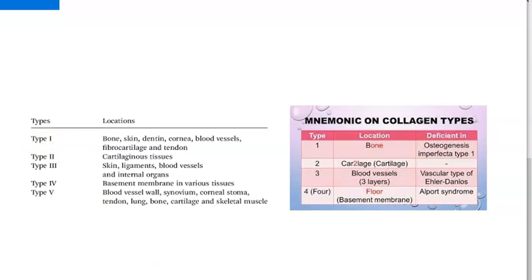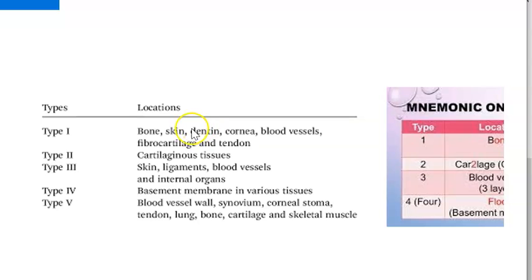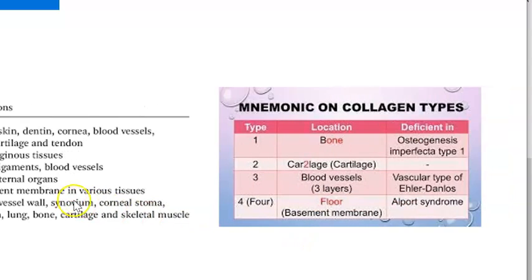Look at this. Type 1 collagen, where and all you will find? Bones, skin, dentin, cornea, blood vessels, tendon, fibrocartilage. Type 2 in cartilaginous tissue. So type 2 nobody is sharing, only cartilage looks like. Type 3 is again in skin, ligaments, blood vessels, internal organs. Type 4 is basement membrane. Type 5 is blood vessel wall, which is endothelium. No. Wall. Wall is outside. Okay, so that's very confusing.